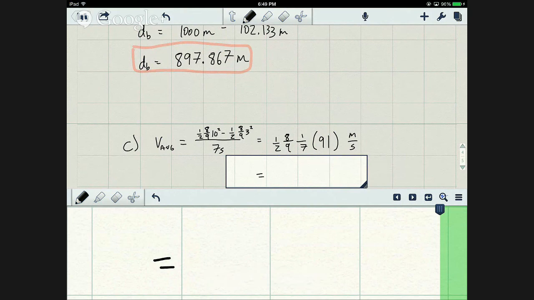One half times 8/9 times 17 times 91 is 5.77 meters per second.